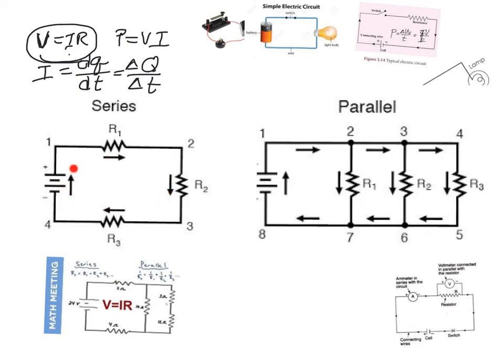And to find that current, you know the battery voltage, but you don't know the voltage here, or here, or here. You only know the total voltage. So if this is 12 volts, you have to add these resistances. And it should be obvious that when you add resistors in series, you increase the resistance of the circuit. So in series, you would add R1, R2, and R3.